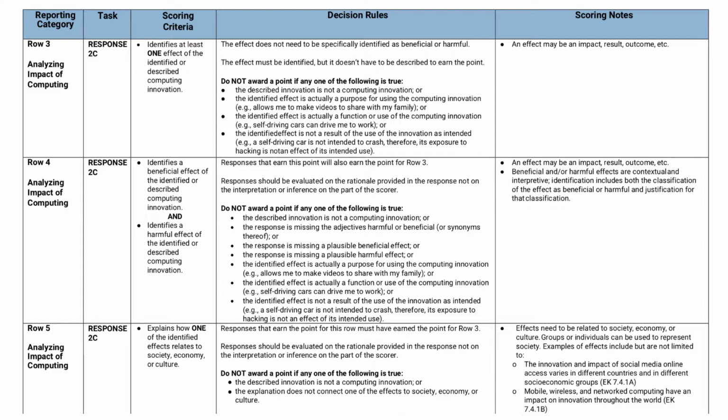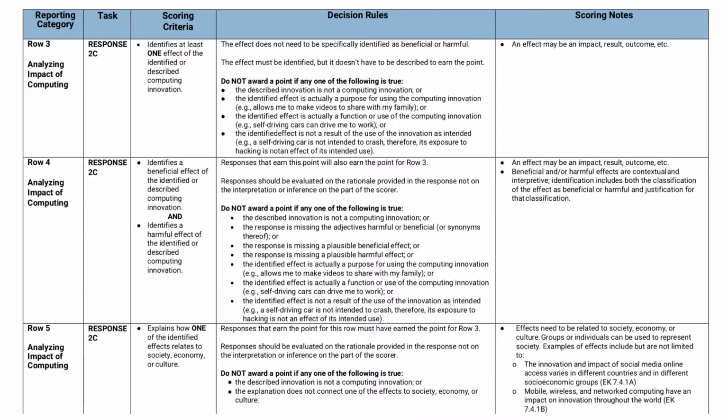So 3, 4, and 5, there's a lot here, but they're really all focused on the response for 2C, where students are basically asked to talk about a beneficial and a harmful effect and how one of those applies to society, economy, or culture. And it's kind of a staged approach. The way we used to grade this is we used to grade it on a good, better, best kind of scenario. And this is sort of like that good, better, best.